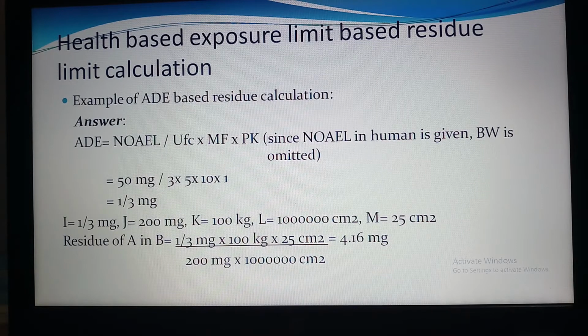So putting in the formula for ADE, that is NOEL divided by UFC into MF into PK. Here body weight is omitted because the NOEL value is given in humans. If the NOEL value is calculated in some animals and the ADE is to be calculated for a human, then the body weight of a human should be taken, that is 50, 60 or 70 kg is considered. So ADE will be calculated as 1 by 3 mg. So I becomes 1 by 3 mg, and then the residue limit of A in B will be 4.16 mg.